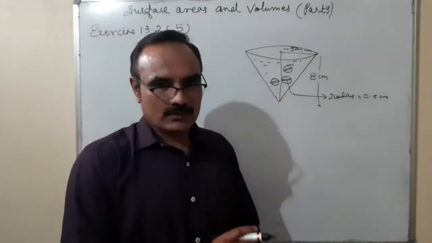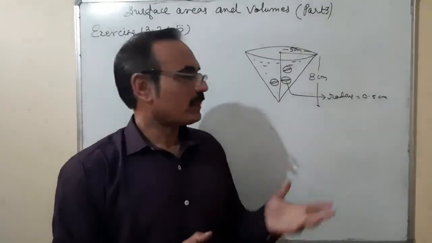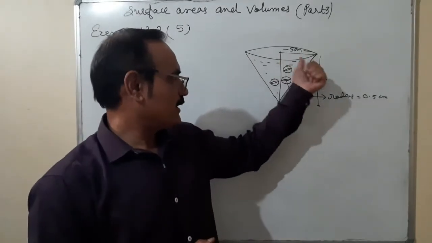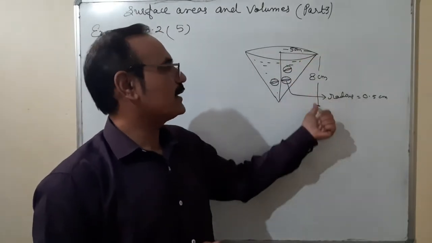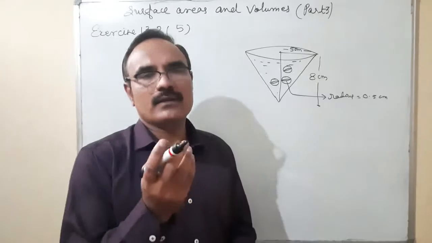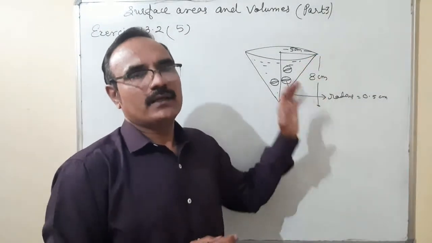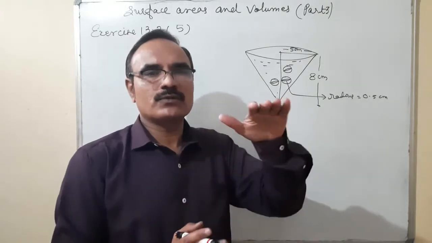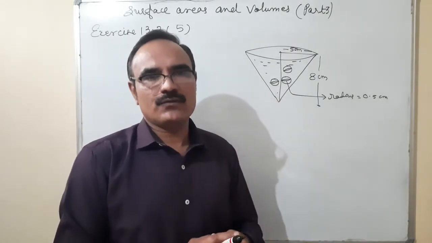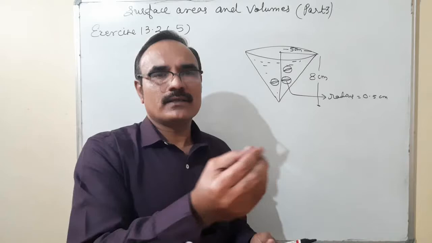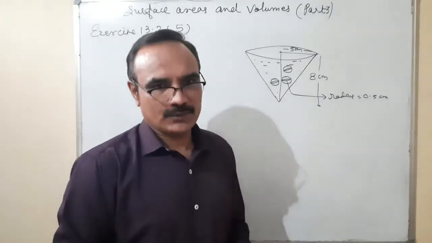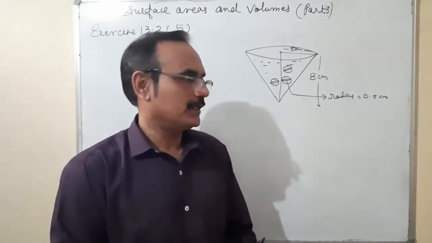Now listen to what the question is. It is a cone. Radius is 5 centimeter and height is equal to 8 centimeter. Lead shots of radius 0.5 centimeter are dropped into it, and this cone is filled with water up to the brim. Up to the brim, what does it mean? Even if you add one drop to it, the drop will flow out. That means it is filled up to the brim completely.